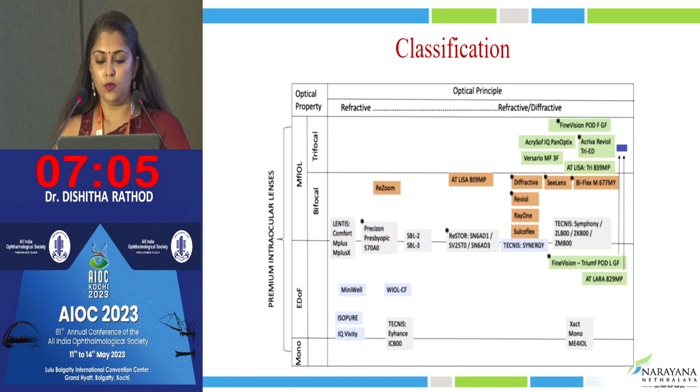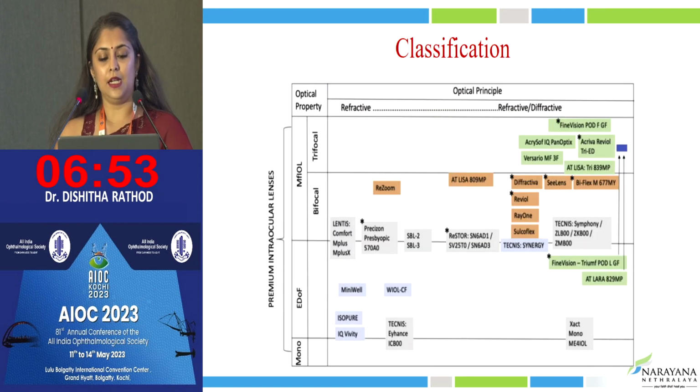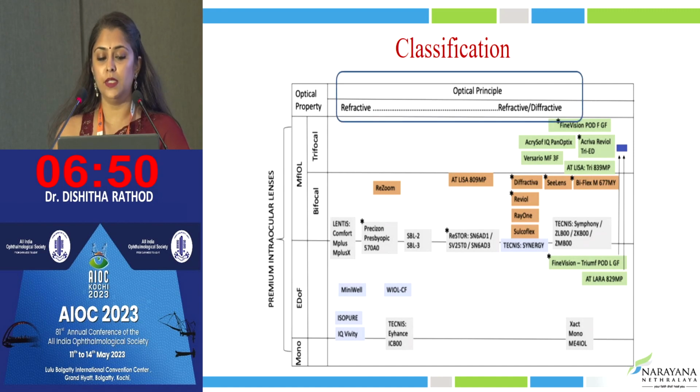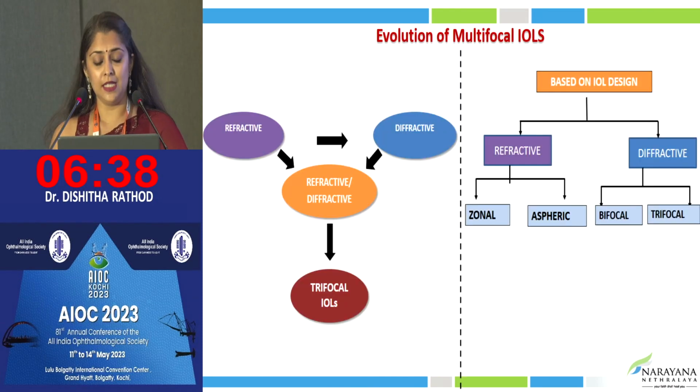So for a multifocal to function well, what it actually has to do is split the light into two foci, which come from the near and distance, and both of them have to simultaneously fall on the retina. So broadly, they are classified based on the optical principle into refractive or diffractive lenses, and based on the optical property, they are classified into extended depth of focus and multifocal IOLs. Based on the design, the refractive IOLs are classified into zonal and aspheric, and the diffractive into bifocal and trifocal IOLs.